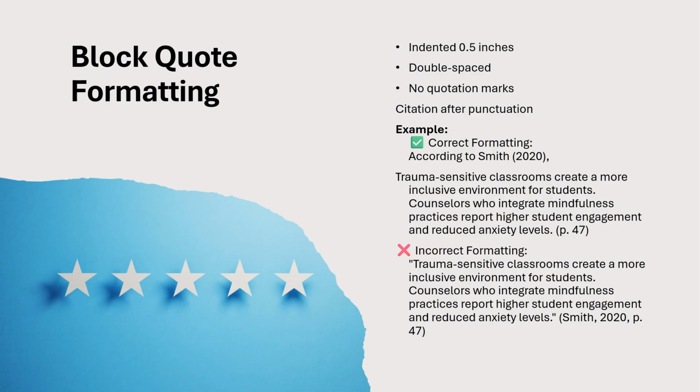Some students italicized block quotes or added quotation marks, which is incorrect. A block quote is used for direct quotes that are 40 words or longer. The entire quote should be indented 0.5 inches from the left margin, double spaced, and should not be enclosed in quotation marks. The citation should be placed after the closing punctuation of the quote. Okay, giving you an example here.